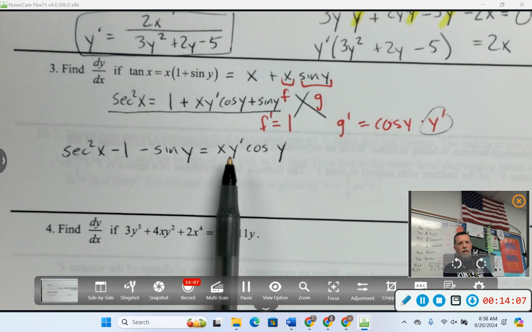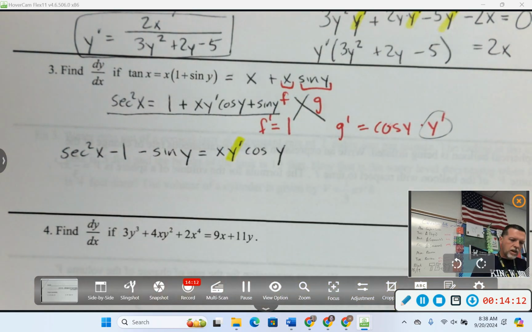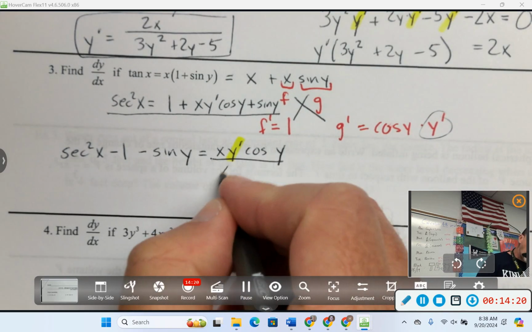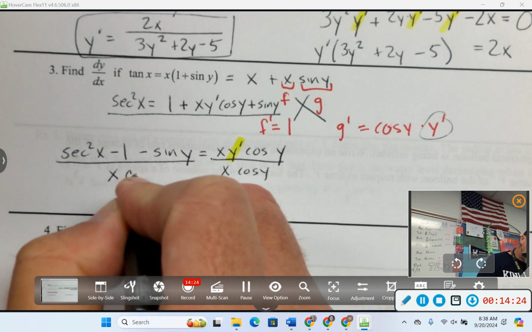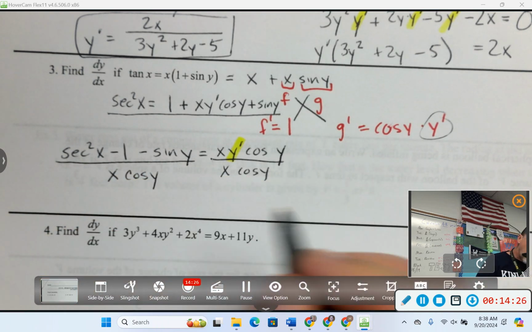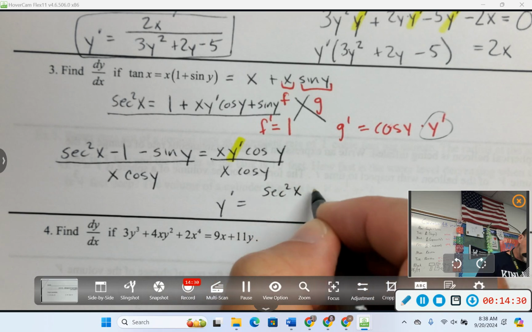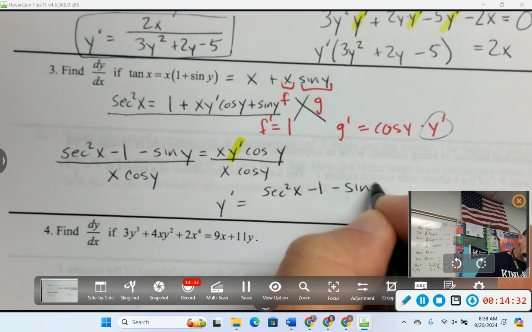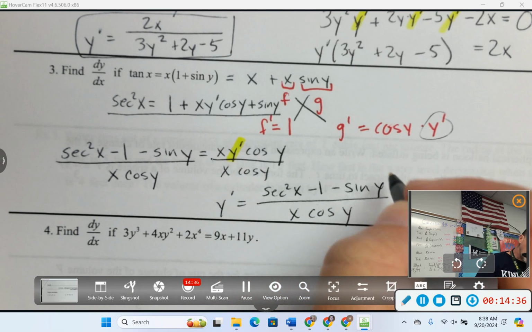What do I need to do to get y prime by itself? Because that's what I'm aiming for here. Divide by cosine y, I'd say that's half right. And x. Let's divide by x cosine y. So y prime is secant squared of x minus 1 minus sine of y over x cosine of y.